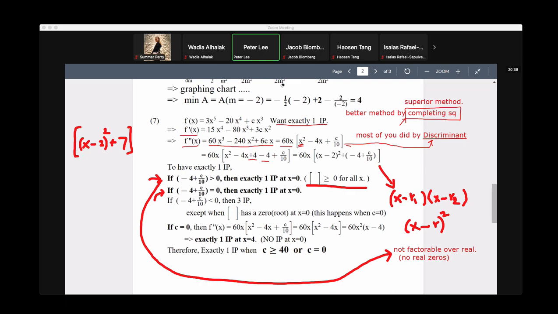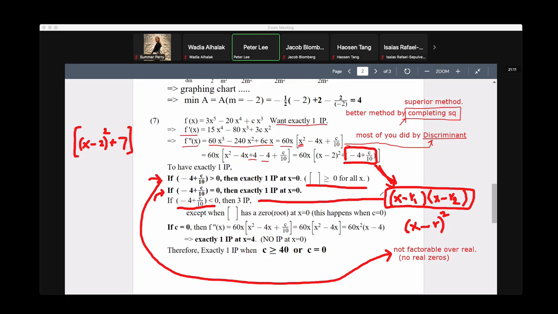let's look at this one more time. Then that means this becomes a negative number. And if this becomes a negative number, then we get something squared, minus a number, something positive, and so we now get into this case right here. So if minus 4 plus c over 10 is less than 0, this is actually the case when the discriminant is positive.